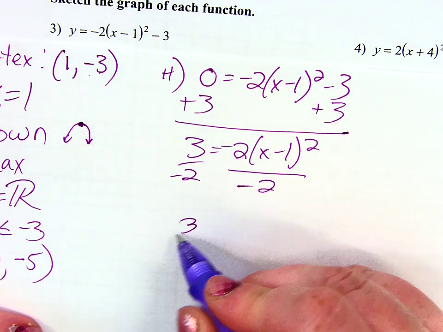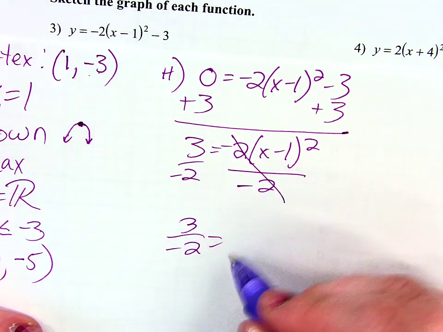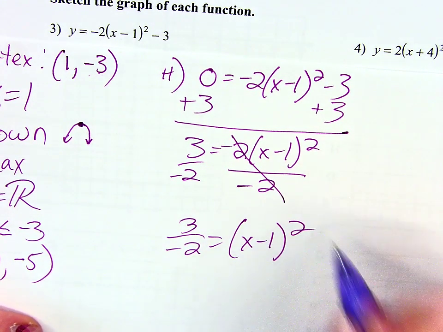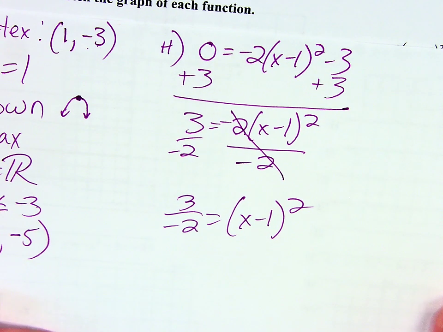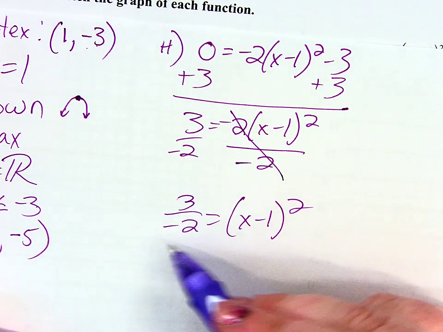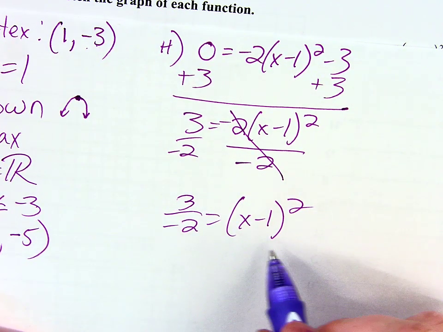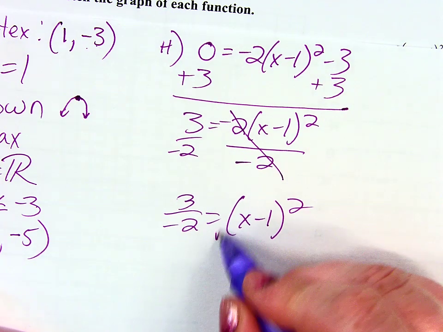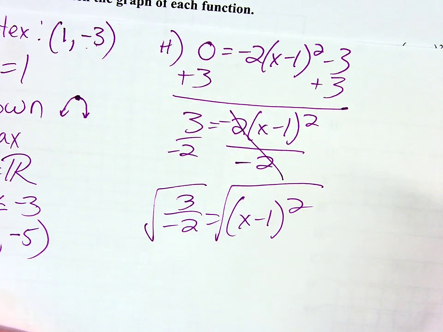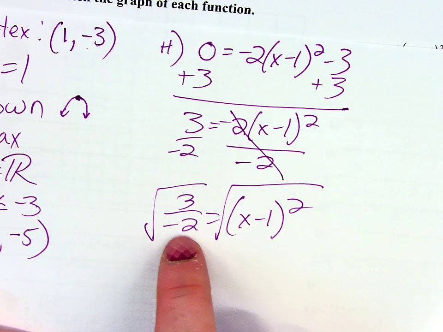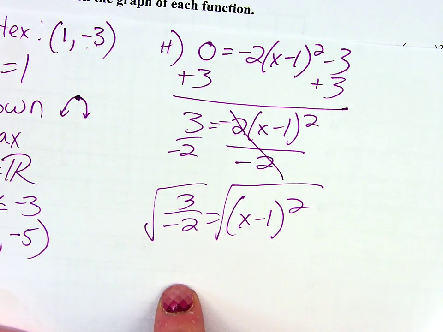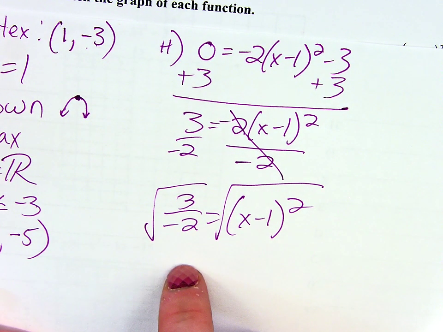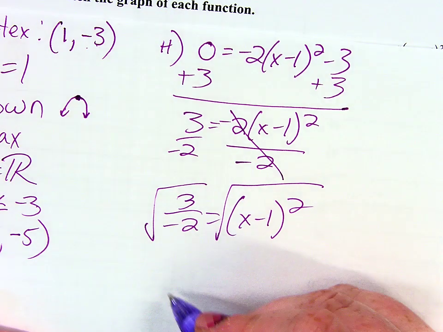So let's see. I'm at 3 equals negative 2 times (x minus 1) squared. What do I do with this step? Square root both sides. And what happens right here? I can't take the square root of a negative. So what does that mean? There are no x-intercepts.